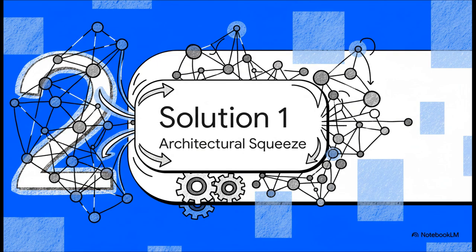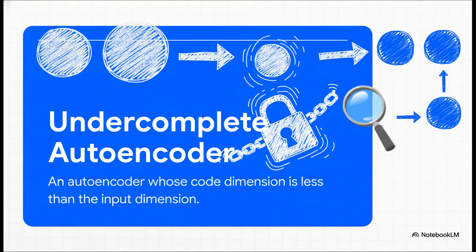Okay, so let's get to our first solution. This one is really clever because it prevents that lazy copying by changing the actual structure of the network itself. This is what we call an undercomplete autoencoder. And really, it's the most straightforward way to stop that perfect copying. You just physically constrain the model. You give it less room in the middle than it has at the beginning or the end.